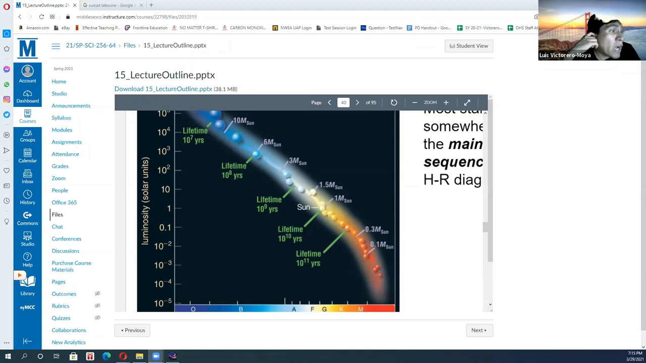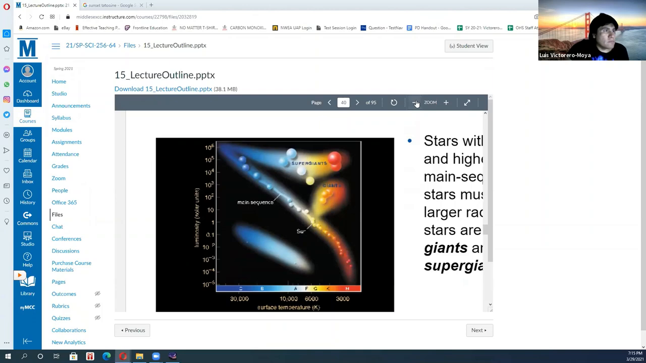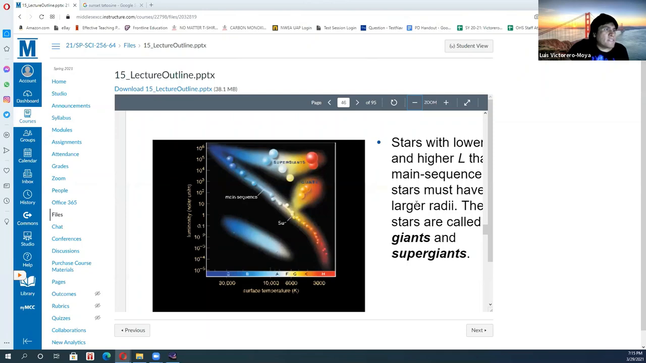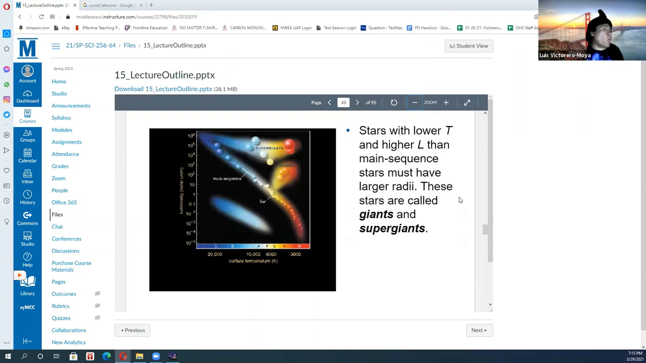Red dwarfs, red giants as well, are normally classified with K and M types. As you go farther in the classification, F, A, B, O, you go into hotter stars. And the luminosity as well gives you a clue of that. And look at that change in timelines, or lifetimes. That's important there. More stars fall in the main sequence. It starts with lower temperature and higher luminosity. Okay, so that's important there.